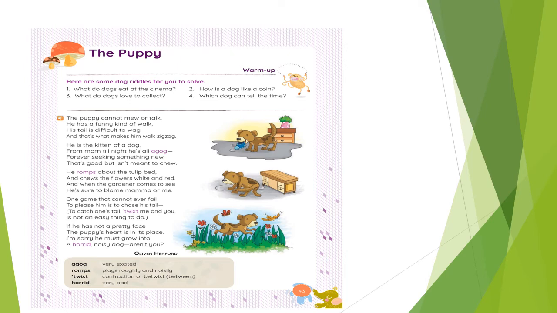One game that cannot ever fail to please him is to chase his tail. To catch one's tail twixt me and you is not an easy thing to do. If he has not a pretty face, the puppy's heart is in its place. I'm sorry he must grow into a horrid, noisy dog, aren't you? Now read the poem carefully, nicely. Keep in mind that you have to have a tone and make a pause whenever there is a punctuation. Alright, children? Remember, you have to learn the puppy poem by heart.